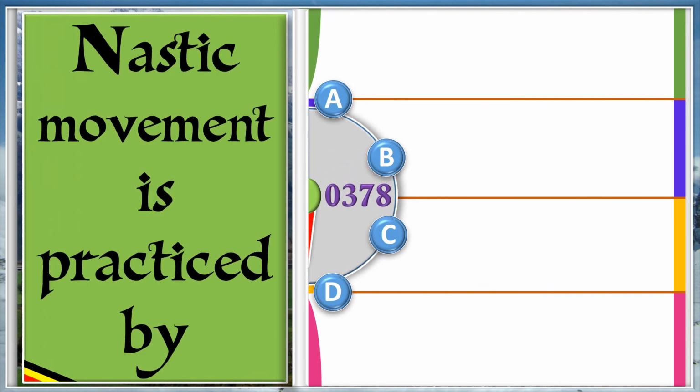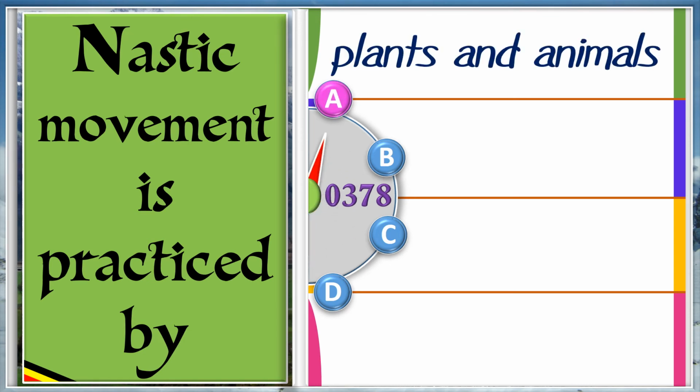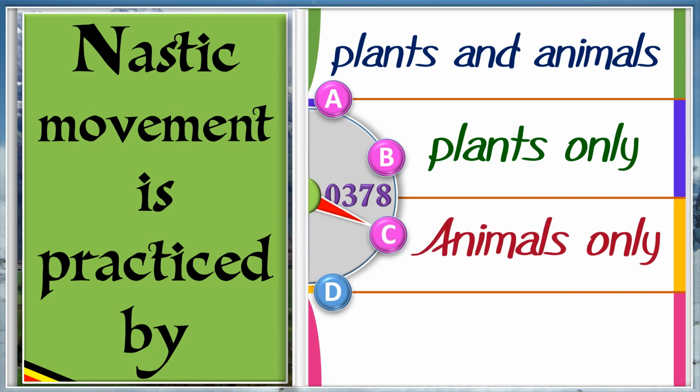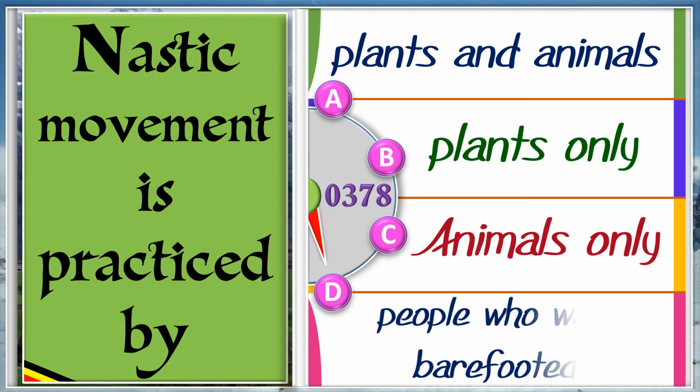Gymnastic movement is practiced by A. Plants and animals. B. Plants only. C. Animals only. D. People who walk barefooted. And the answer is B. Plants only.